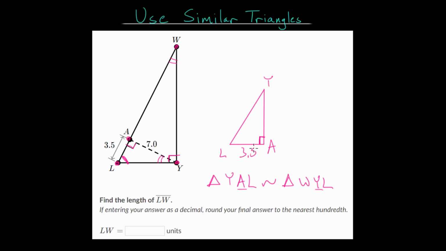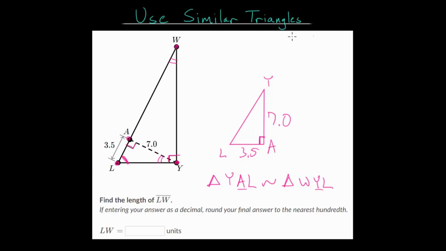We have that this smaller side is 3.5. This middle side is 7.0. And we can use the Pythagorean theorem to find this side YL. And we'll need to do that since we need to find the hypotenuse in the big triangle. So we'll need to know the hypotenuse in the smaller triangle.